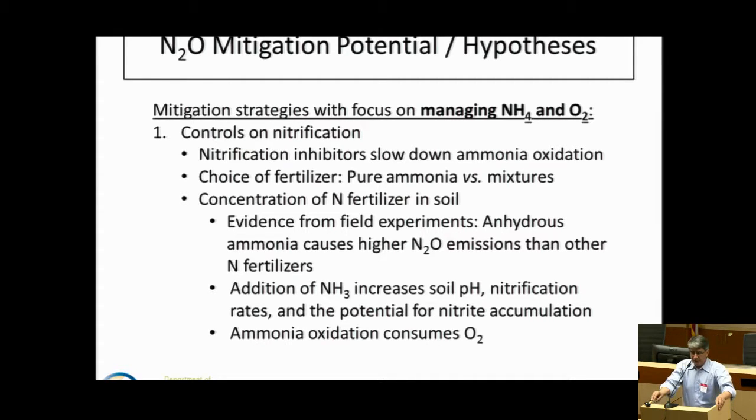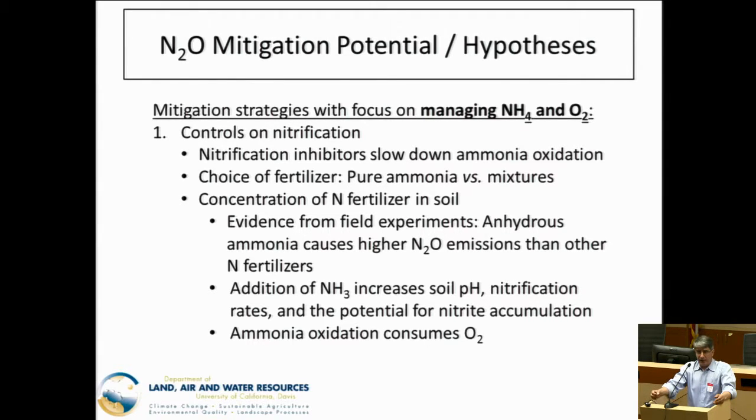We know, for example, from field experiments that have been published that anhydrous ammonia usually causes higher N2O emissions than other N fertilizer, and that's a very highly concentrated form of ammonia. And when ammonia is concentrated, it increases locally the soil pH, and that in turn increases nitrification rates, which then might lead to additional nitrite sitting around, which becomes the substrate for N2O emissions. And then something that's not often talked about is that the ammonia oxidation process itself consumes oxygen. That may not be much in the bulk of the soil, but locally where that ammonium is concentrated, this could actually contribute to lowering the oxygen levels and also stimulate emissions.